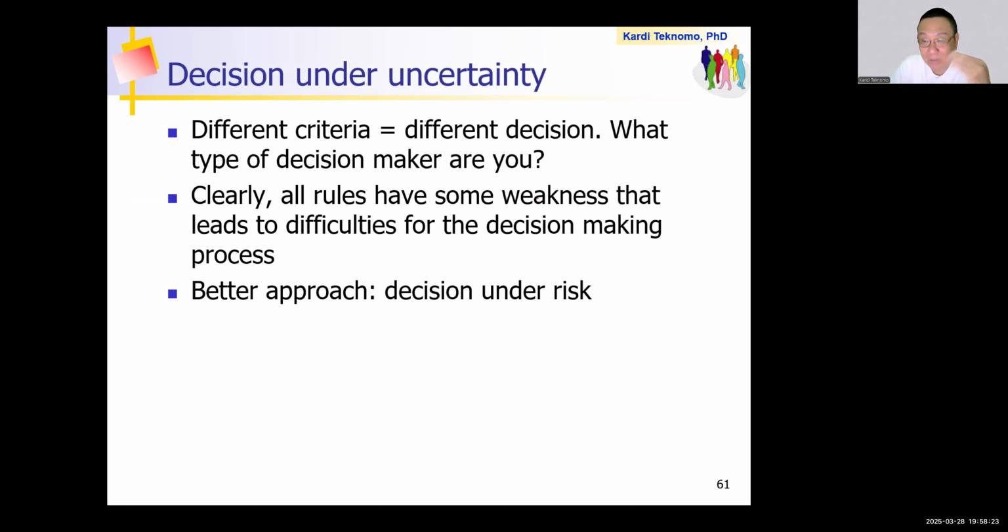All rules have some weakness. So maybe a better approach is to use decision under risk later or under utility later, or in game theory. But we will build on top of the next. So you need to learn this first before the others.